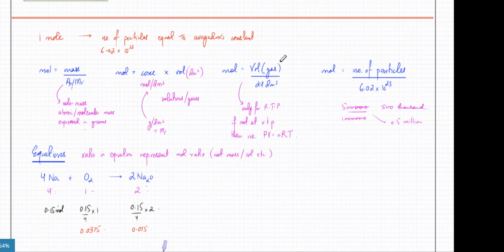Okay, is it at RTP? If it's not at RTP, don't use this formula. Okay, make sure you remember this. Then next class we'll do different types of questions. We are done with the basics, so we'll move towards questions in the next class and different types.